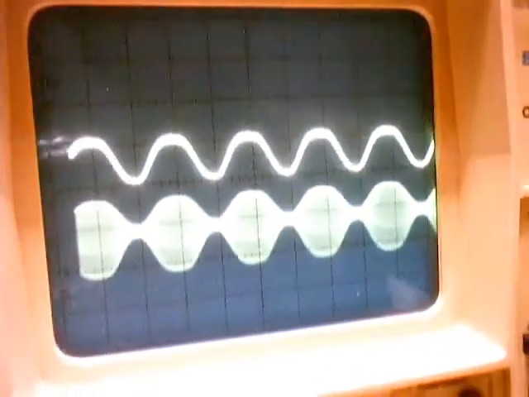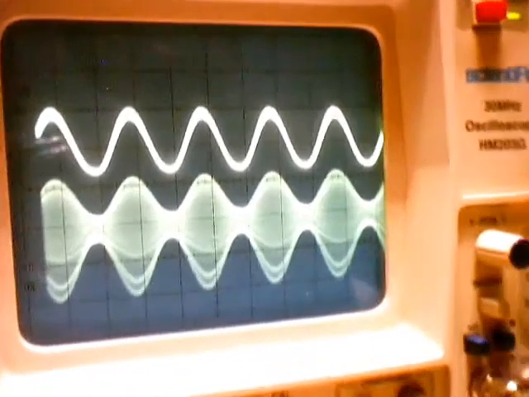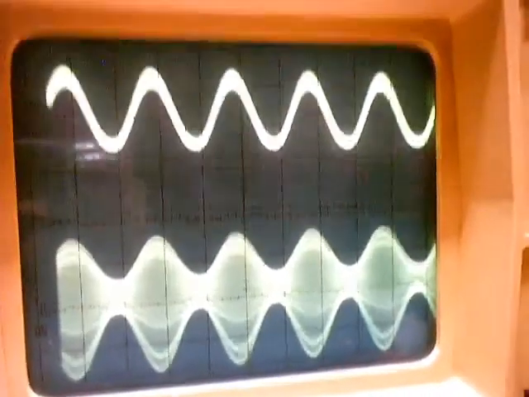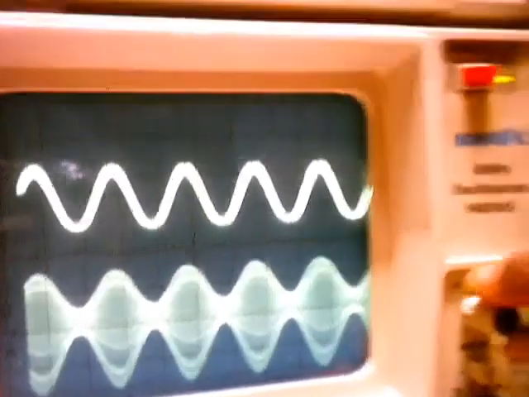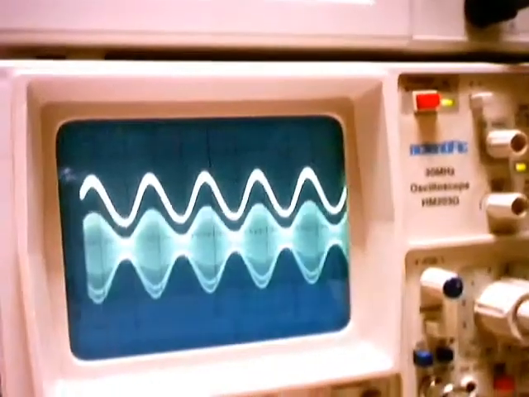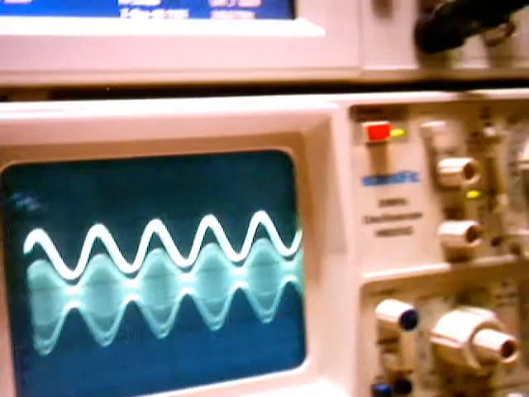I can slightly adjust, I can slightly reduce the amplitude. Now I can see whatever envelope you are getting. So this is the envelope, this is the output of your envelope detector. You can see it exactly resembles the shape of the envelope. So I'm getting back the modulating signal from this amplitude modulated signal.